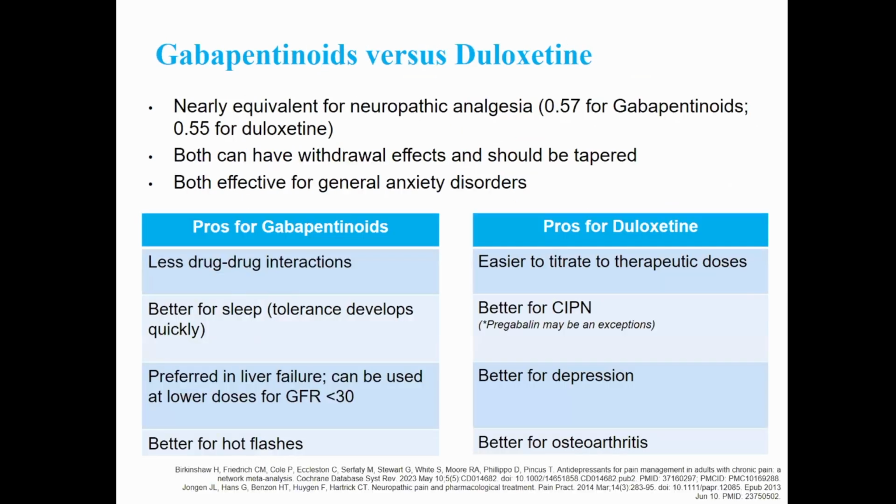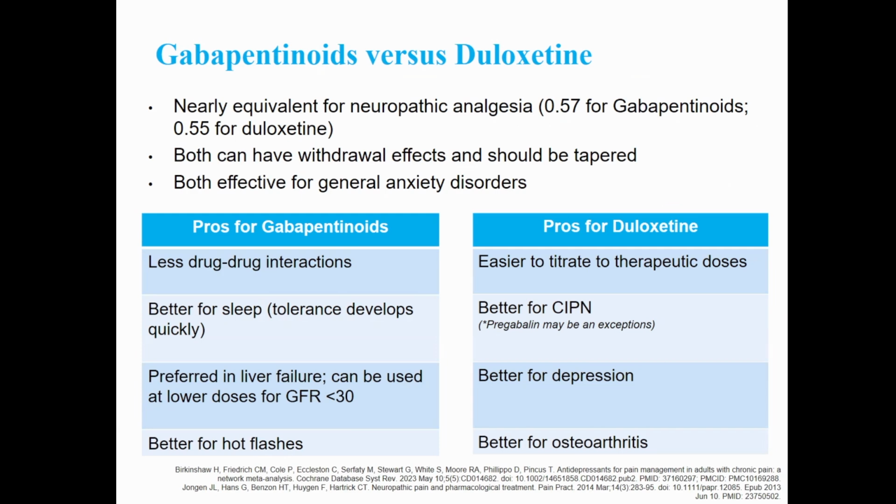There have been some studies looking at gabapentinoids versus duloxetine specifically for neuropathic pain, and they've shown that they're nearly equivalent for neuropathic pain. Both of them can have withdrawal effects and should be tapered, and both can also be used for generalized anxiety disorder. For gabapentinoids, you might have less drug-drug interaction.